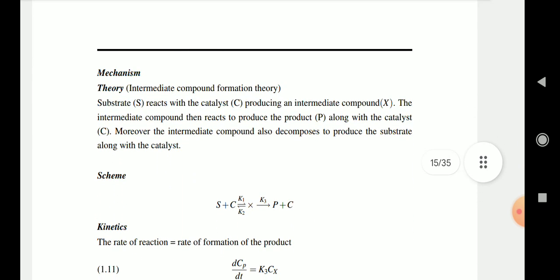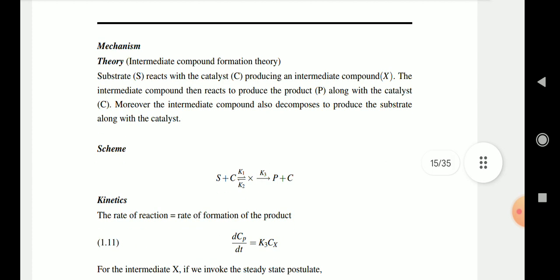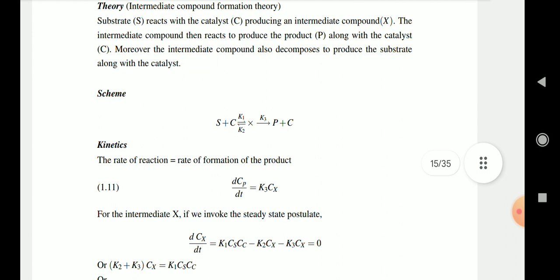Mechanism theory: intermediate compound formation theory. Substrate S reacts with catalyst C producing an intermediate compound X. The intermediate compound then reacts to produce the product P along with the catalyst C. Moreover, the intermediate compound also decomposes to produce the substrate along with the catalyst. Scheme: S plus C, K1 and K2, to X, K3 to P plus C.